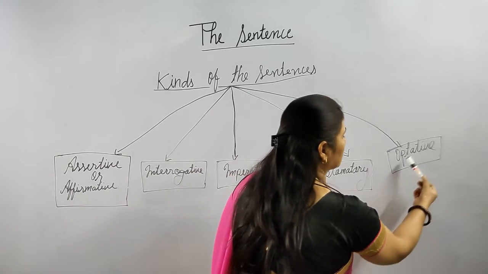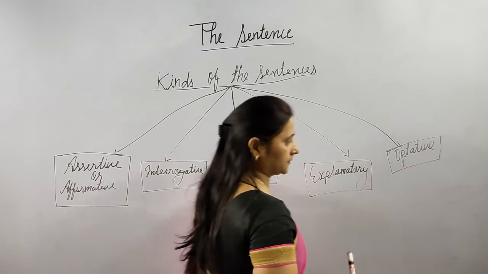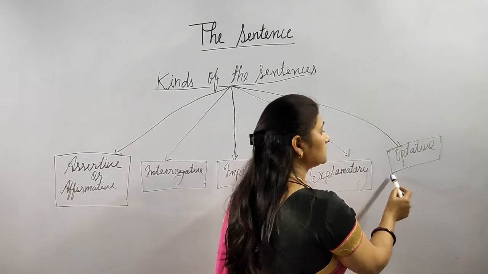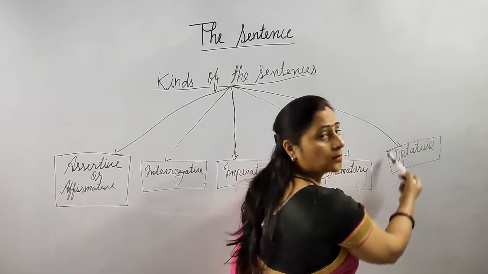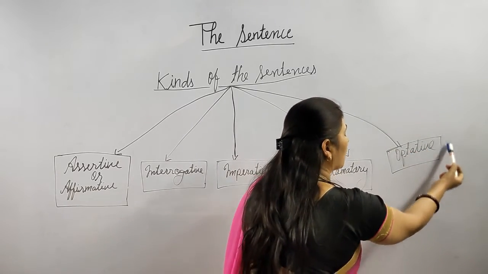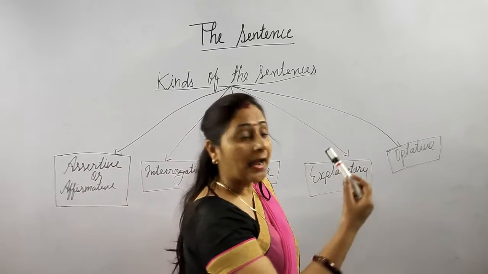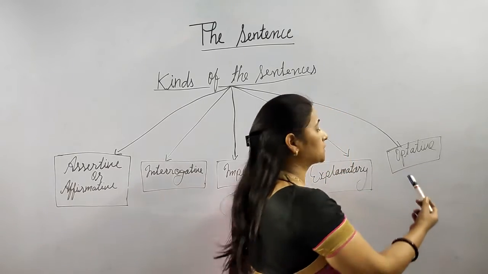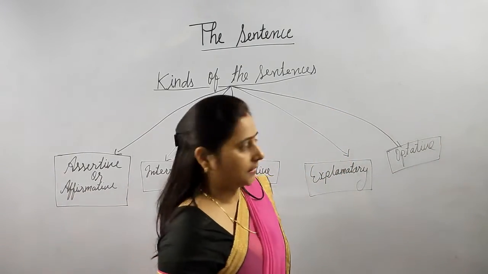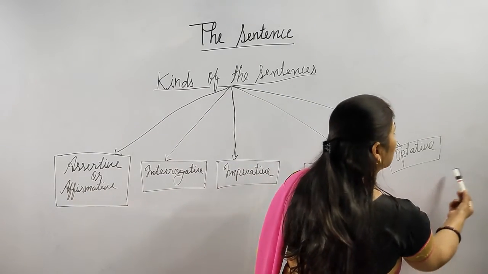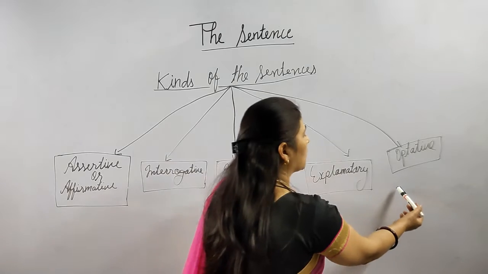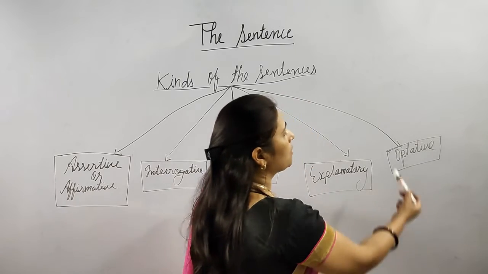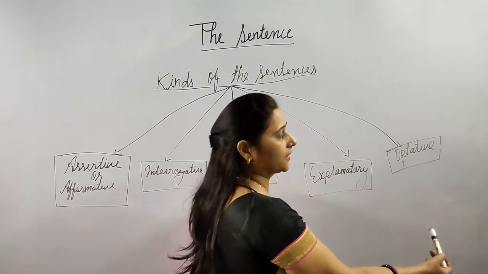Now the next and last kind, the optative sentence. A sentence that expresses a wish or prayer is called an optative sentence. Like, may you live long. It is a wish. If you want to express a wish or a prayer, we can use this type of sentence, the optative sentence.